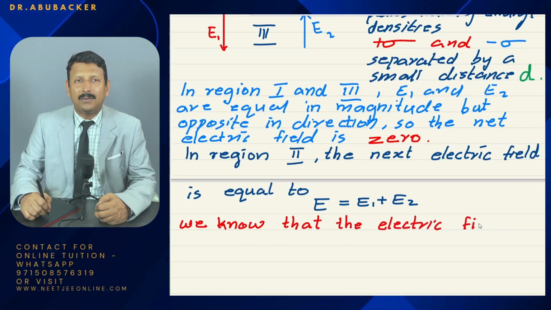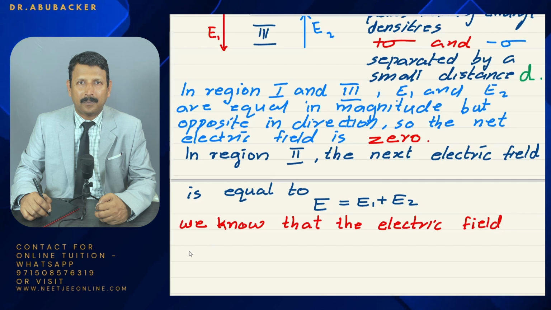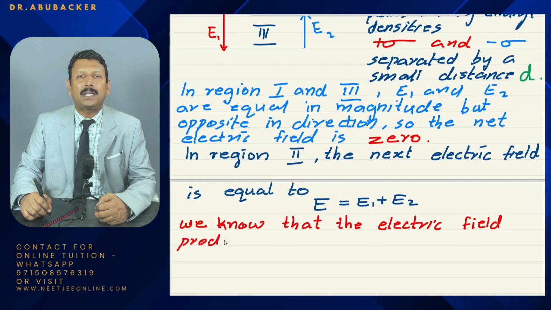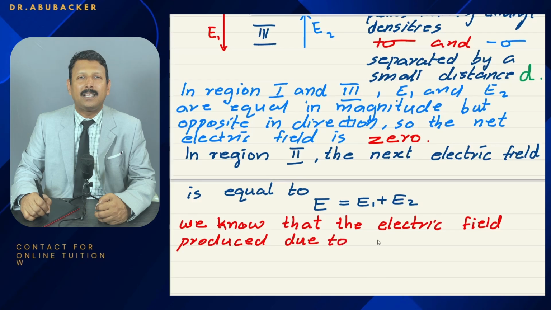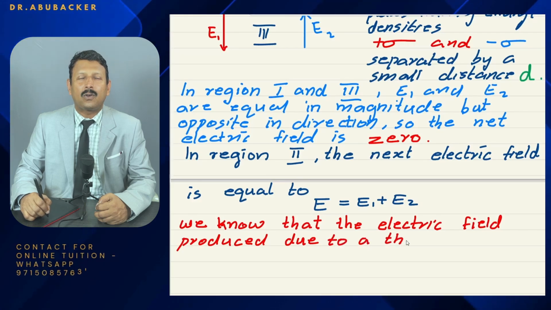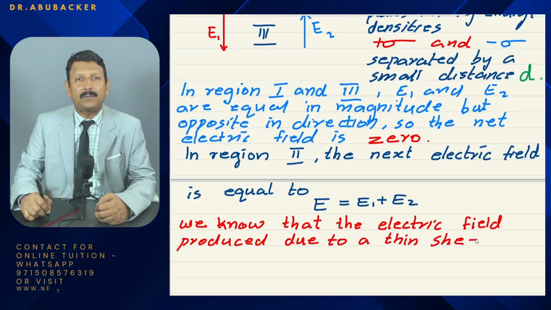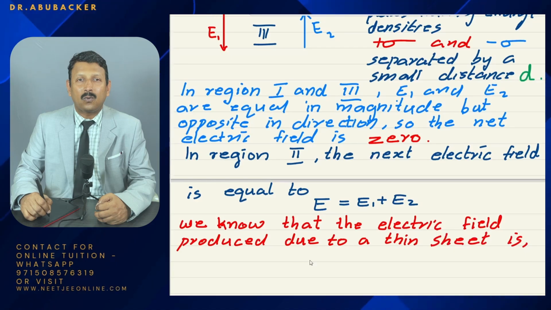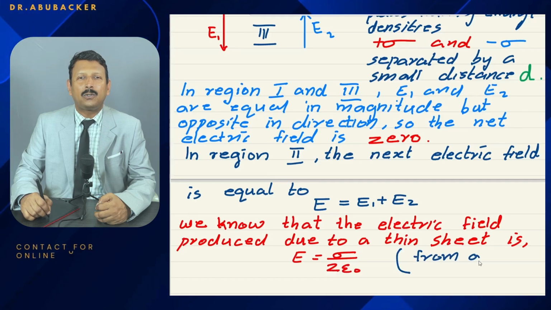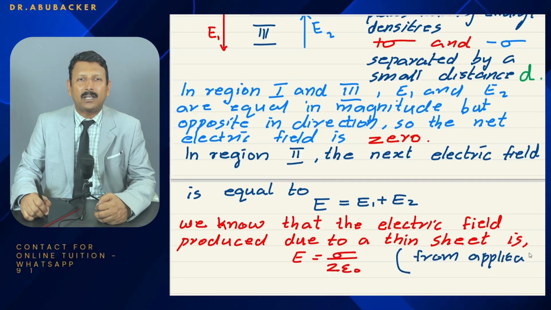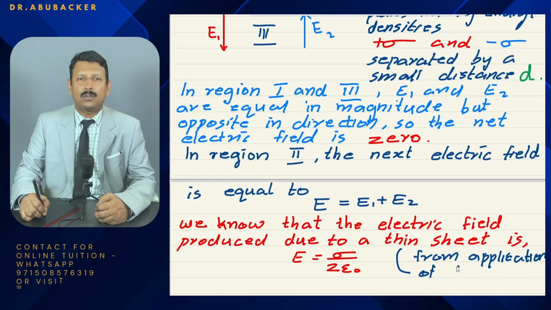This is actually linked with chapter number 1. In chapter number 1 there was an application of Gauss's law, electric field due to a charged thin sheet. This is a charged thin sheet. So we are going to write the expression what we learned from chapter number 1. If you did not watch that one, you can watch that one in the playlist 1. In my video list it is there, okay. So we know that the electric field produced due to a thin sheet is equal to sigma by 2 epsilon 0.